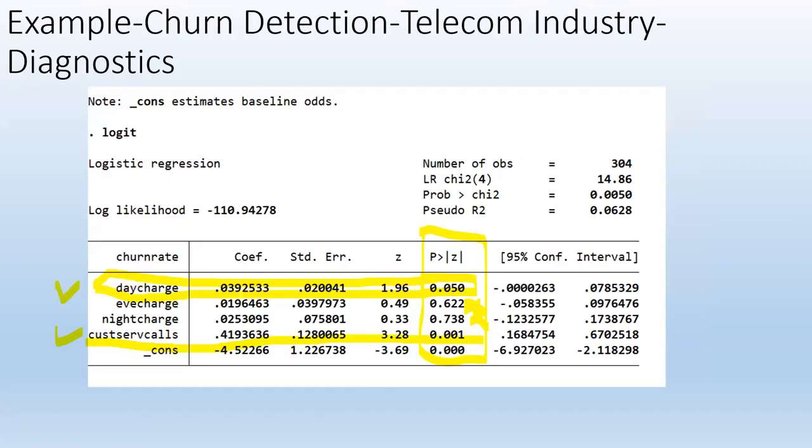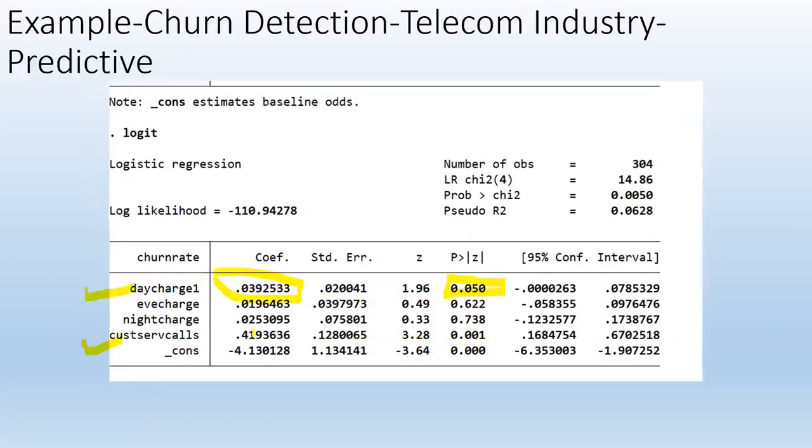So this was 0.0392533. After we reduced the price by 10 units, it still remains the same. So that means this much drop in the price is not going to have any effect on churn. It is, if at all, going to have a minimal effect. So consumers are still going to churn.